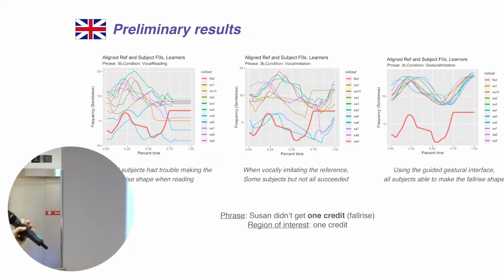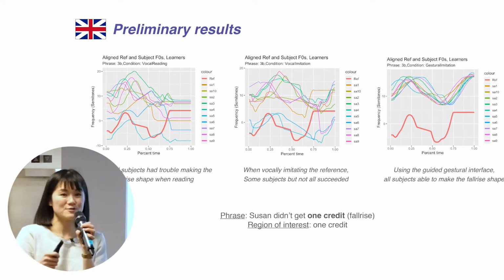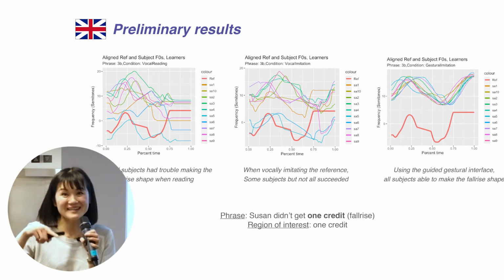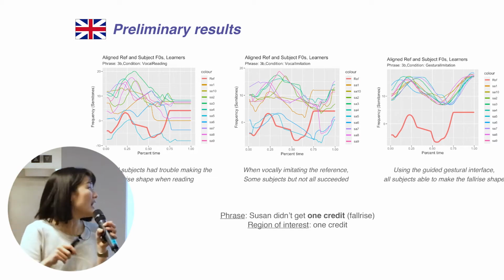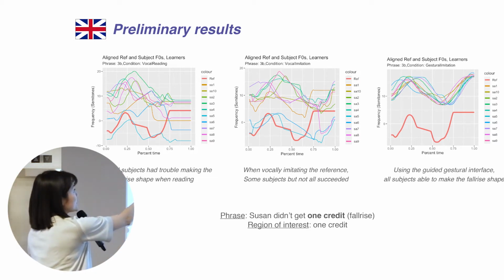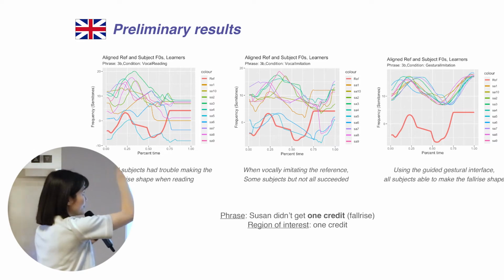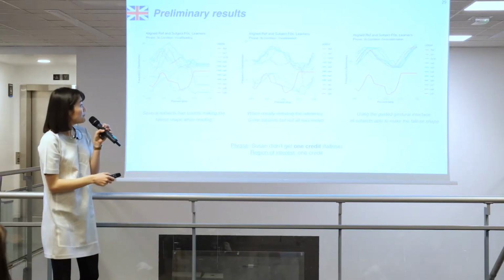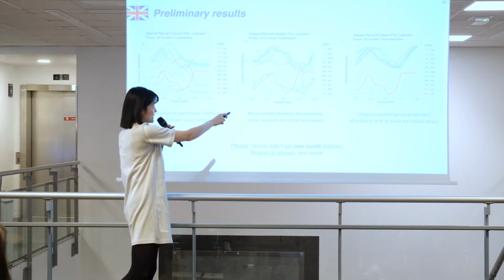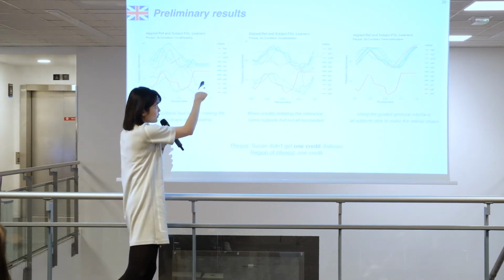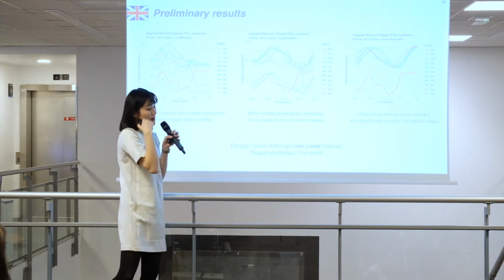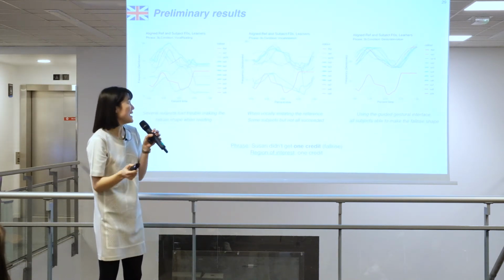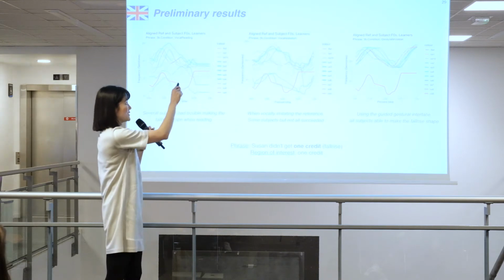Okay, so what I'm showing here is they're supposed to say Susan didn't get one credit, the one that goes up at the end. But as you can see in these curves, most people were not able to make the right shape when they were just reading the phrase. But then for the vocal imitation, we see that some people were quite good at listening and replicating that. But because this is a hard shape to make, not everybody was able to get the right shape.